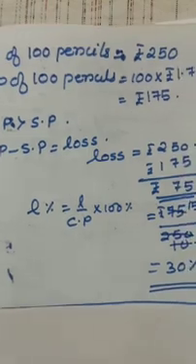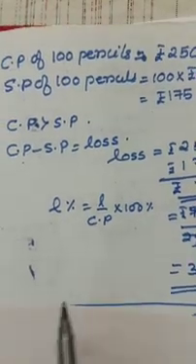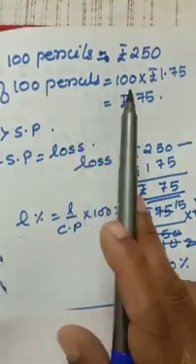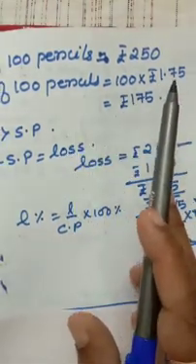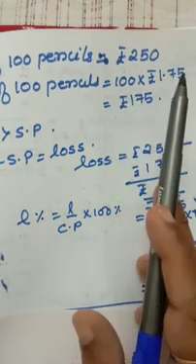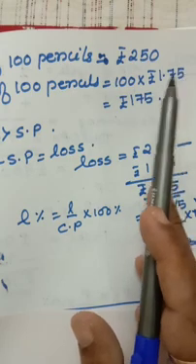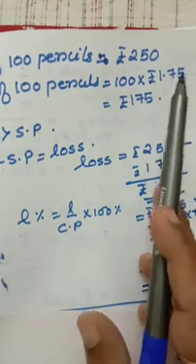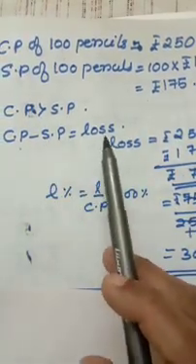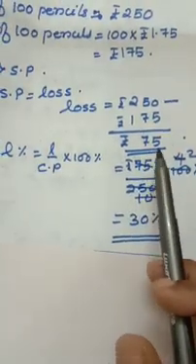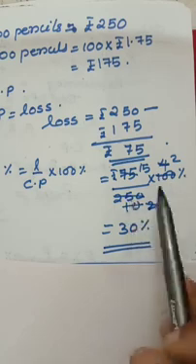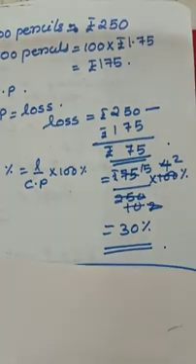Question number 11. CP of 100 pencils given 250. SP of 100 pencils, 1 pencil 1.75. Then 100 pencils, 100 into 1.75. I already told you, multiply by 100 meaning the point will be moved forward 2 digits. That is 175. CP is greater than SP, you subtract, you will get a loss. So loss you are getting 75. Loss percentage, loss divided by CP into 100%. Put it in the formula and cut out. You will get 30%.